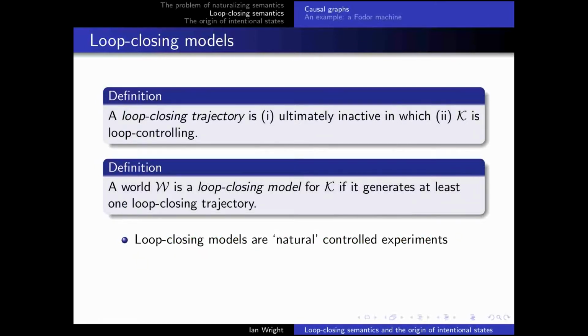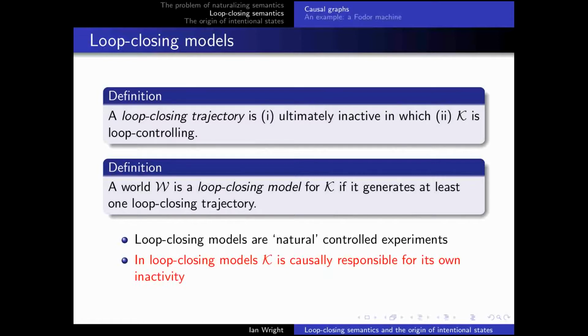Now the loop closing models are special because they are those worlds in which the control mechanism manifests its causal powers without interference or in a pure manner. In this sense, loop closing models are like natural experiments to determine what K can do. And the point is this: in loop closing models, K is causally responsible for its own inactivity.